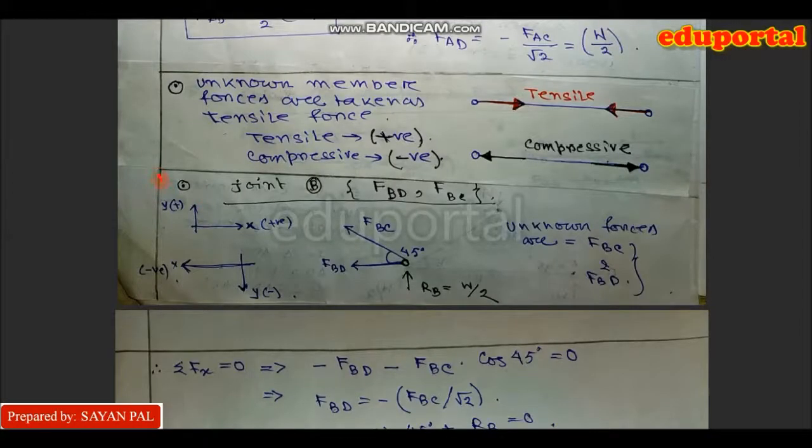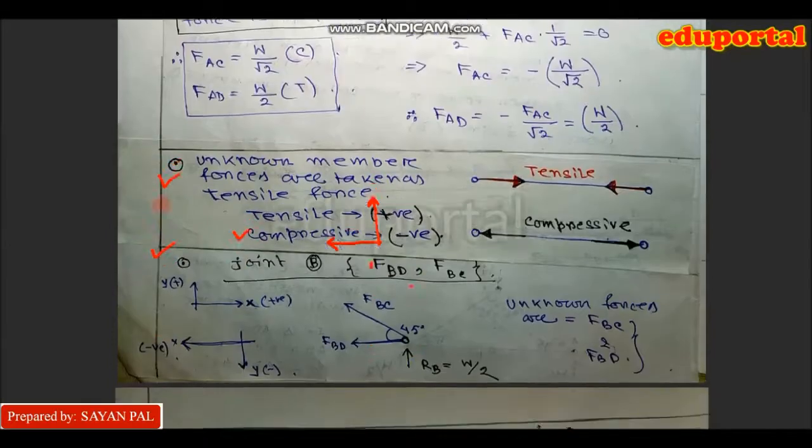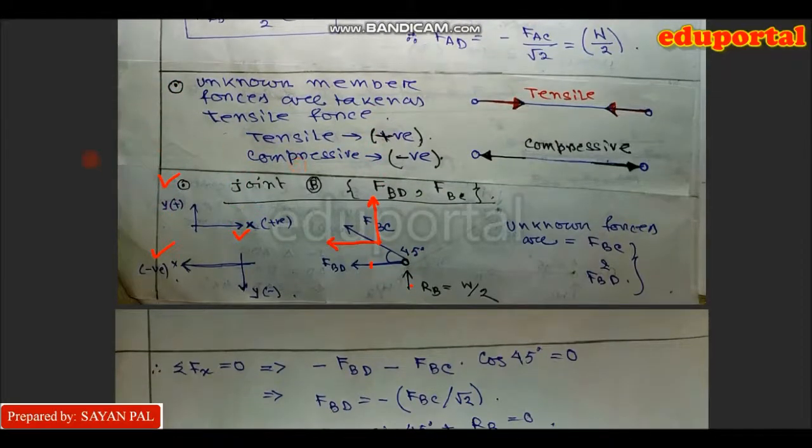Now solve joint B. We have at joint B three forces: FBD, FBC and RB. FBC has two components, one this and one this. This is the positive x direction, this is the negative x direction. Now let's solve the joint.